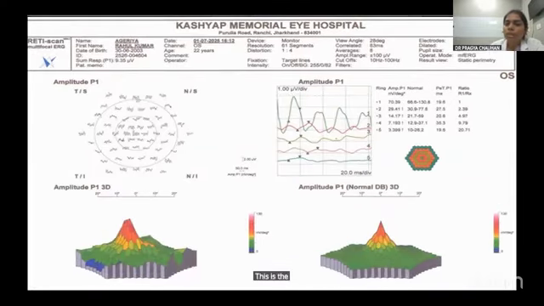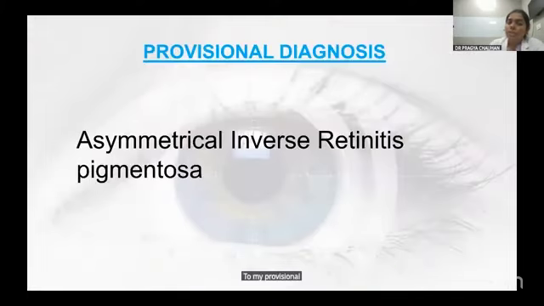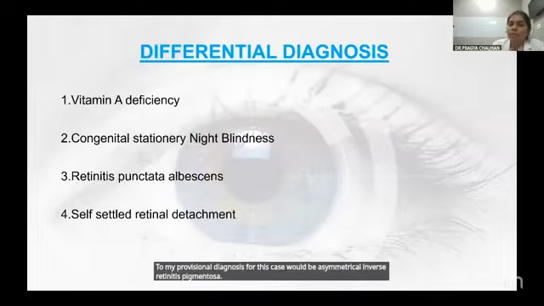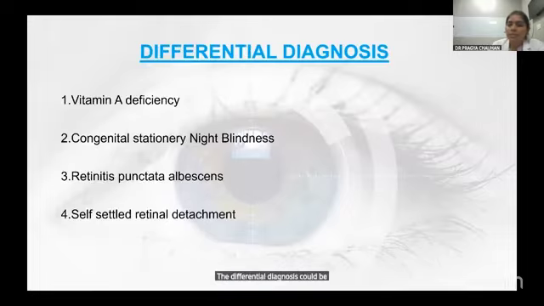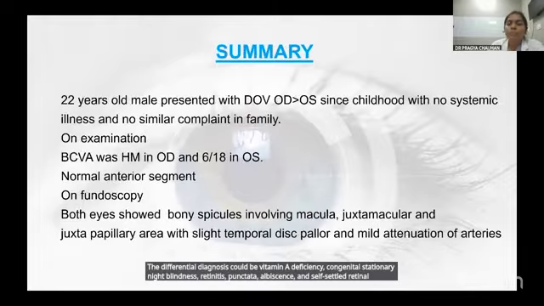This is the multifocal ERG of the left eye. In there also there is blunting of the hill of vision, but it is less as compared to the right eye. So my provisional diagnosis for this case would be asymmetrical inverse retinitis pigmentosa. The differential diagnosis could be vitamin A deficiency, congenital stationary night blindness, retinitis punctata albicans, and self-settled retinal detachment.